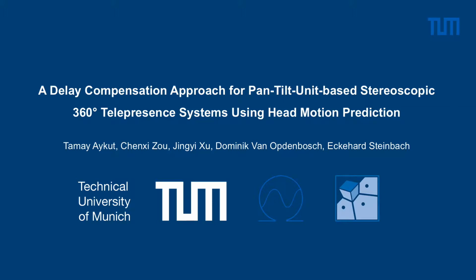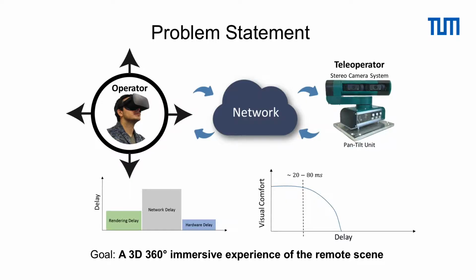Hi, my name is Tamay and I want to present our work where we tackle the problem of providing an omnidirectional, three-dimensional impression of a remote scene during a Telepresence session. We use two cameras mounted on an electromechanical pan tilt unit, so a PTU, to mimic the 2 degrees of freedom of the user's head motion and provide stereoscopic imagery in every viewing direction.